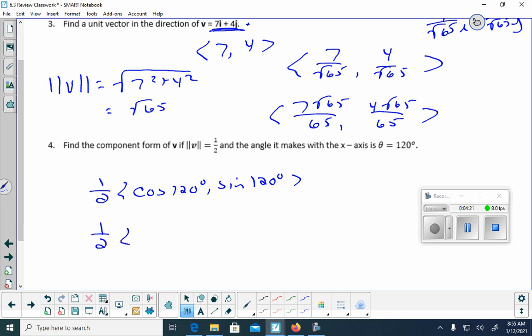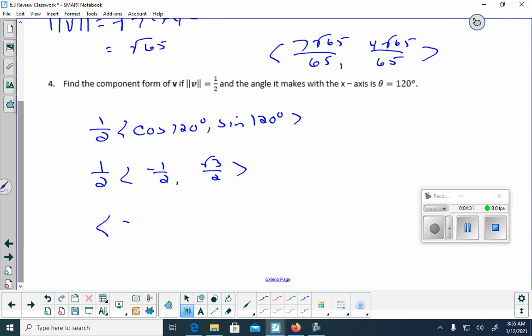The cosine of 120 degrees is -1/2. The sine of 120 degrees is the square root of 3 over 2. When I multiply by 1/2, I'm going to get -1/4, and then the square root of 3 over 4. And that's it. I'm done.